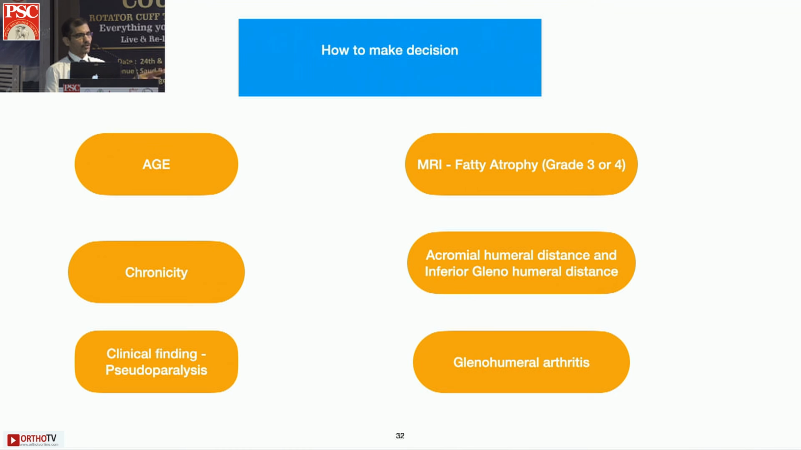The clinical finding of pseudo-paralysis is an important factor. And on MRI, with fatty atrophy grade 3 or 4, very likely you are not able to repair the cuff. With grade 1 or 2 you can manage to repair the cuff. The acromiohumeral distance and glenohumeral distance are important factors to think about. And glenohumeral arthritis, if it is there, then you should not think about repairing the cuff, you should think about doing a shoulder replacement.